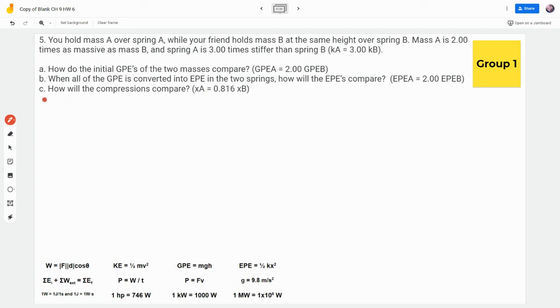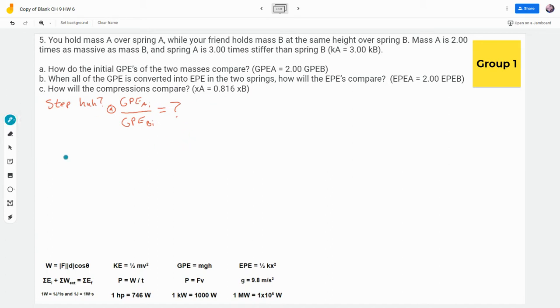Red pen for part A. Step: how do the initial GPEs of the two masses compare? So what we want is GPE A sub I, don't really need the I, frankly, over GPE of B sub I initial. So that's part A. This will equal question mark. And what units will it have? It's a ratio. It's not going to have units. So the next thing we do is make a list.